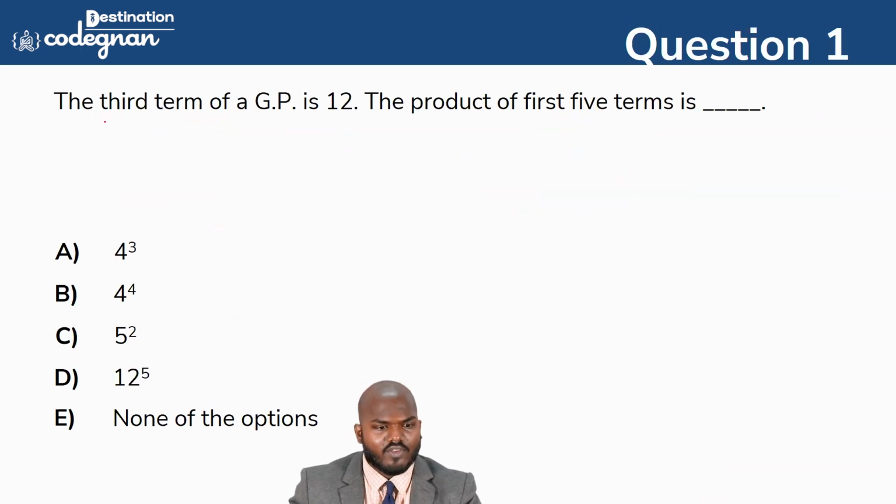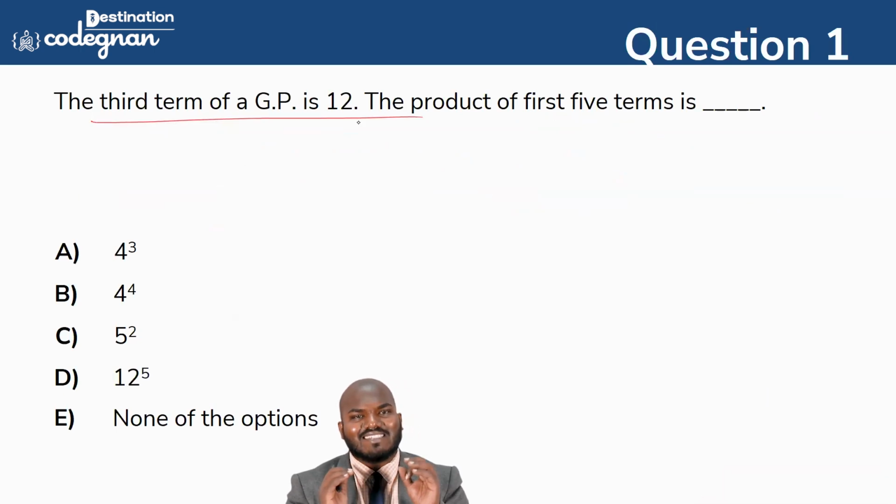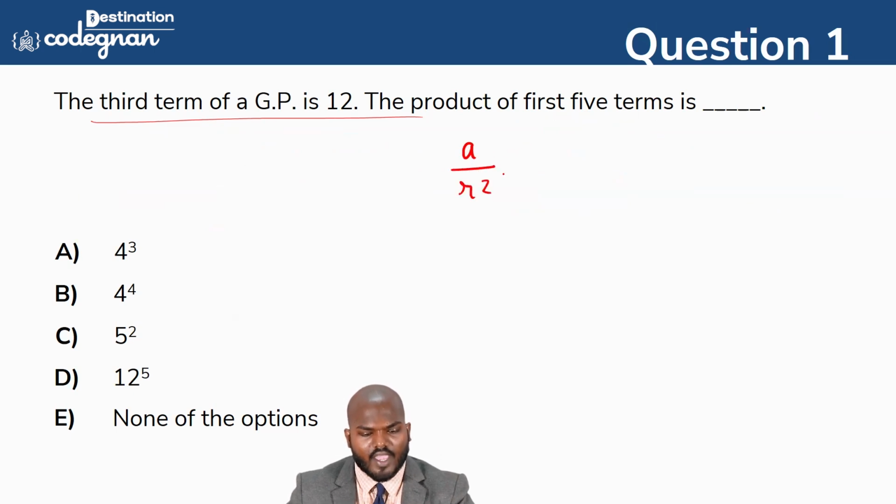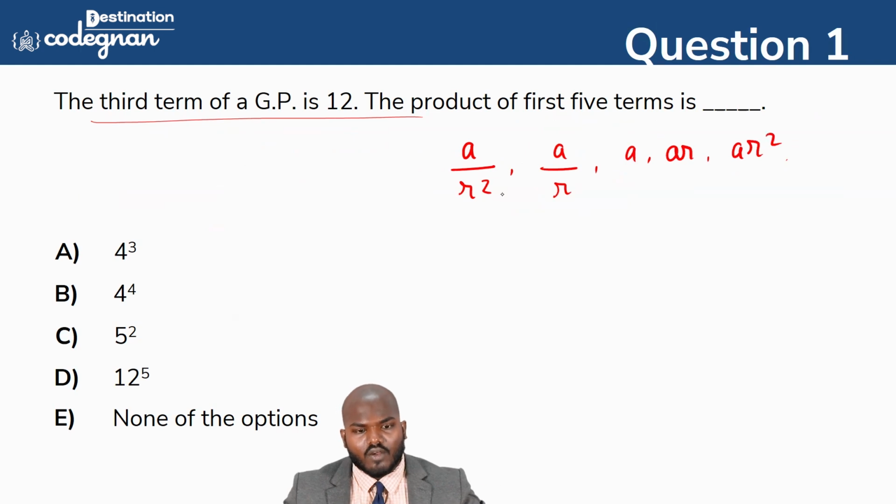You see this one. They have given that the third term of a GP is 12. Then the product of the first to 5 terms, how will you define it? That's what they are saying here. The question is that the product of the first 5 terms is equal to what. So going onward, I'm just writing the first 5 terms. That is A by R square, A by R, A, AR and AR square. Okay. So I can write it out in this place.